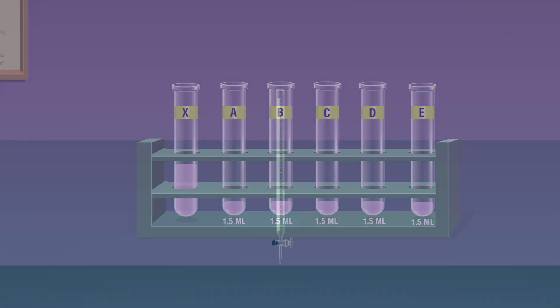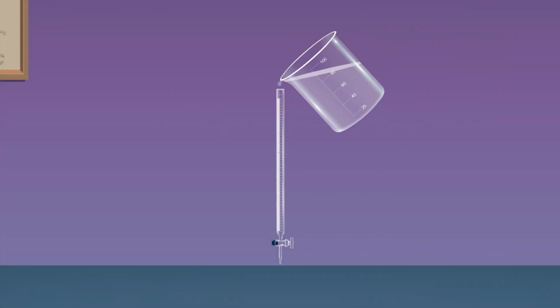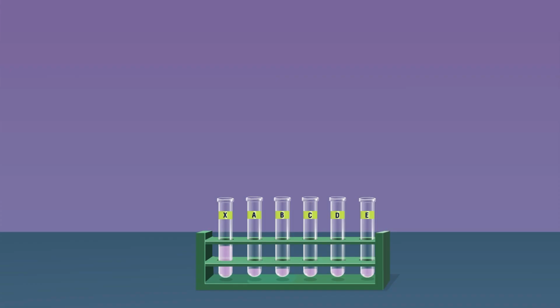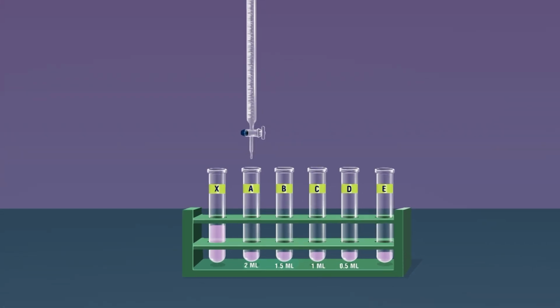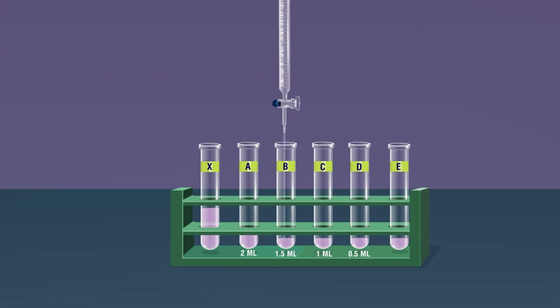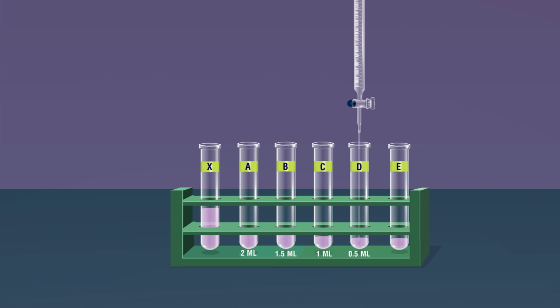Now take the distilled water in a burette. Add 2 ml of distilled water into test tube A. Then 1.5 ml in test tube B, 1 ml in test tube C. Finally, add 0.5 ml in test tube D.